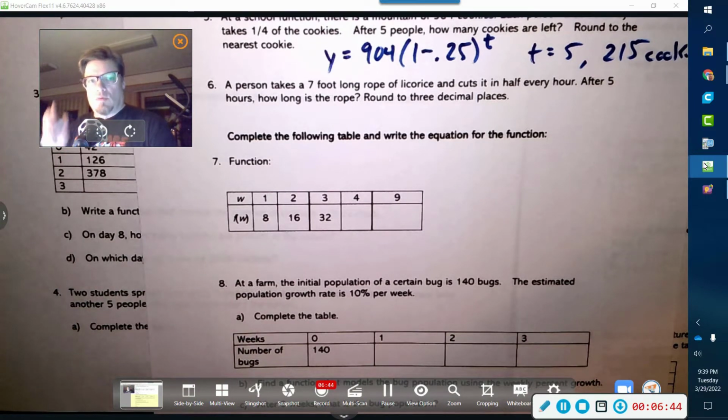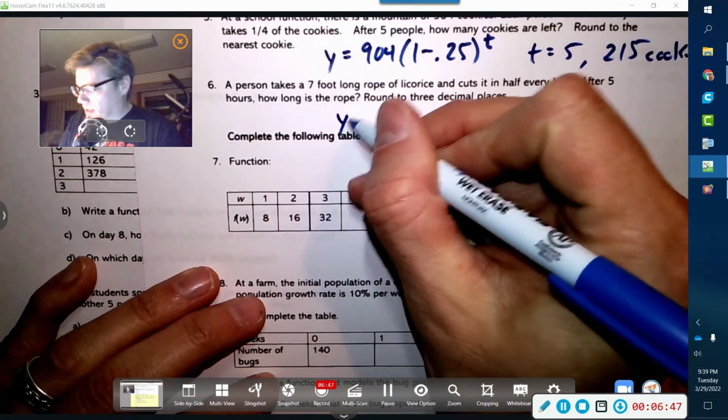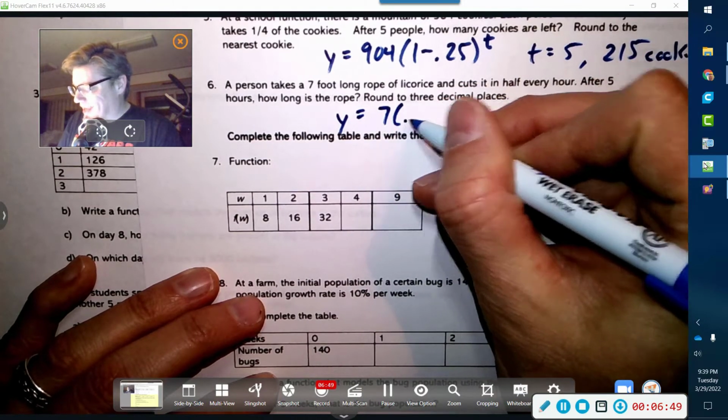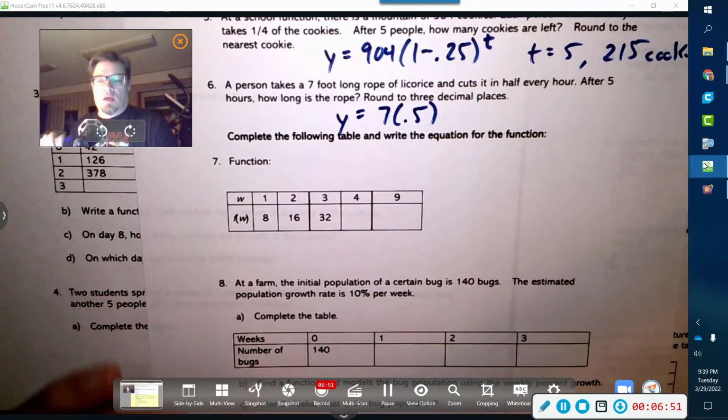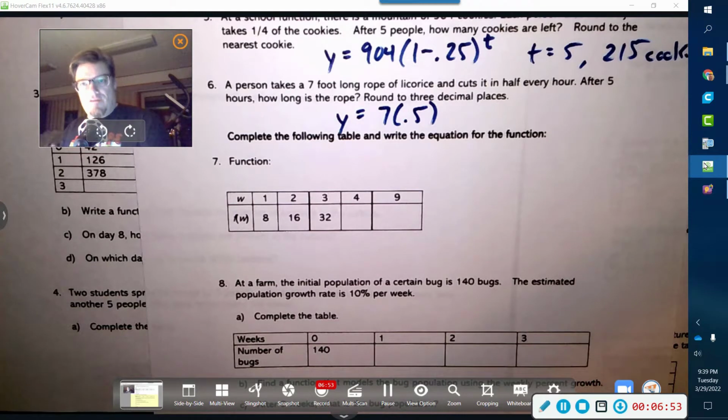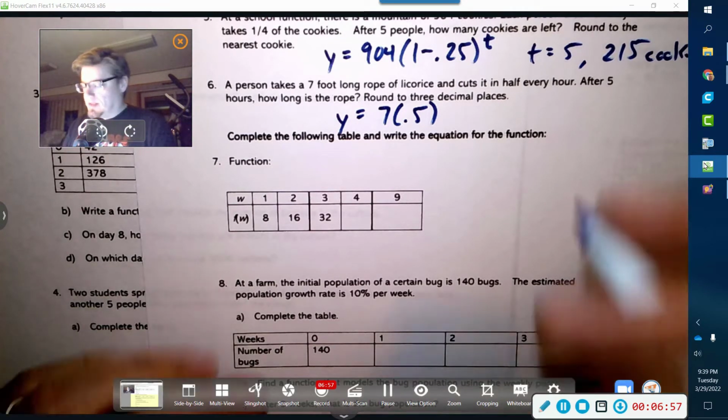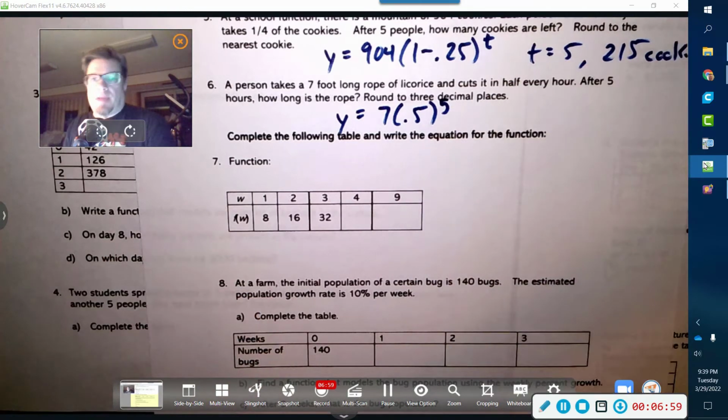Okay, so we're losing 50%. We start off with 7. We lose 50%, so we have 50% every hour. After 5 hours, how much is left? Okay, after 5 hours. Because after 1 hour, I should have 3.5 feet, right? After 2 hours, half of that, 1.75. So on and so forth.